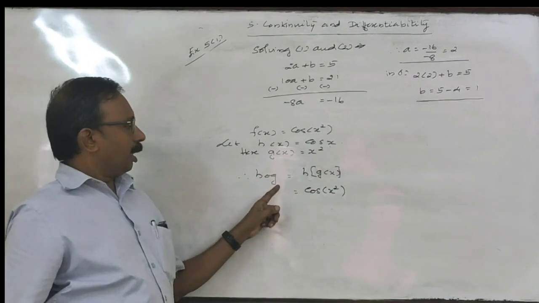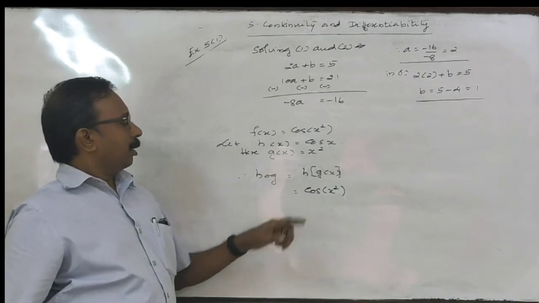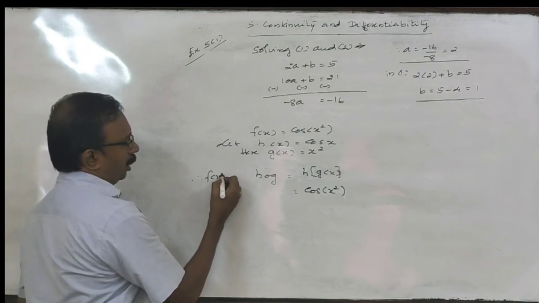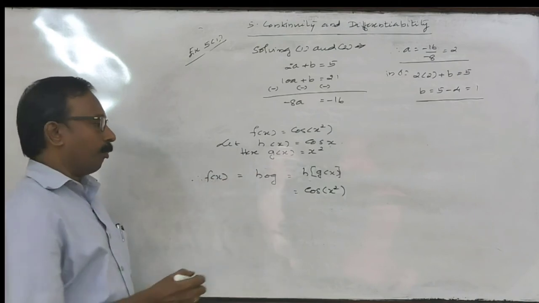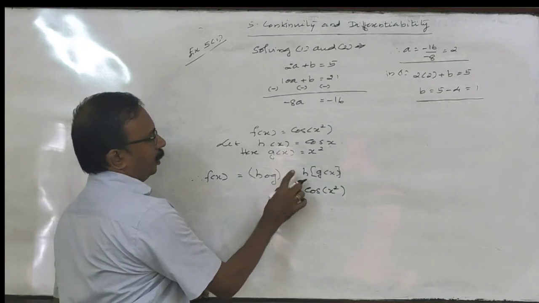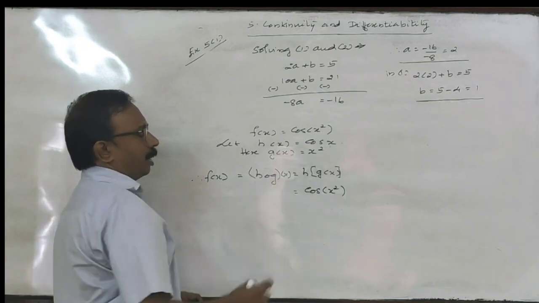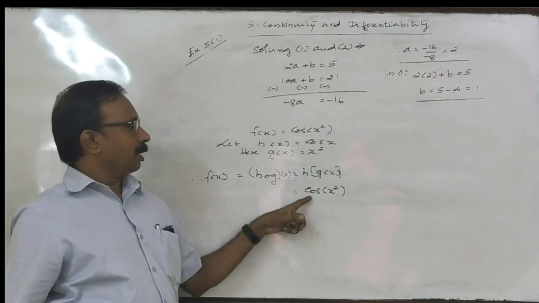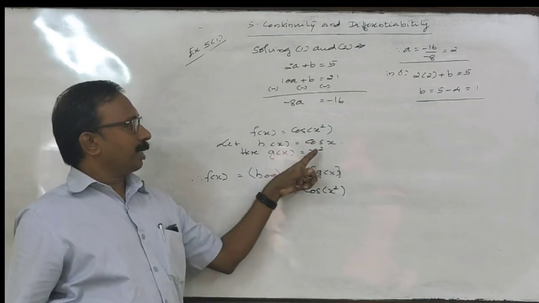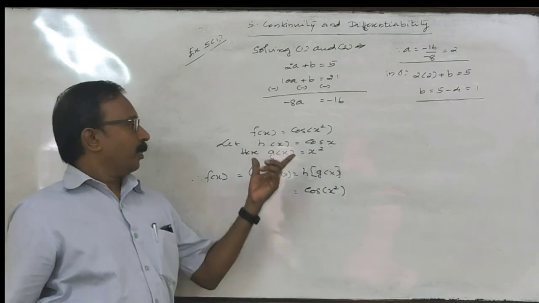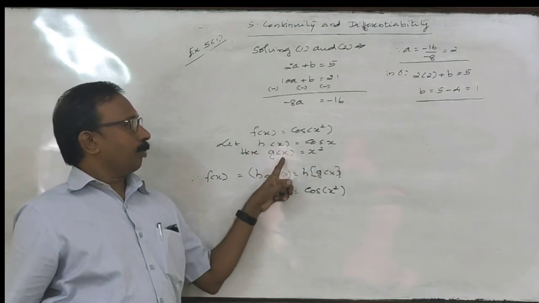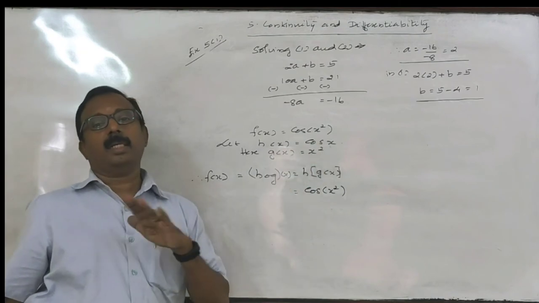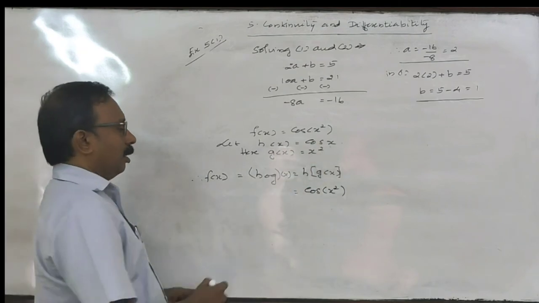That is f of x. Therefore f of x is equal to h of g of x, that is h of x is cos, instead of x we put x squared, so cos x squared. Since h of x and g of x are continuous functions, g of x is a polynomial function, they are continuous everywhere.